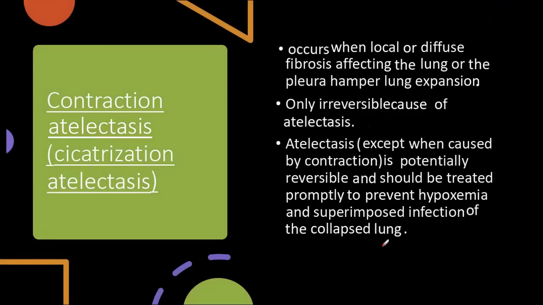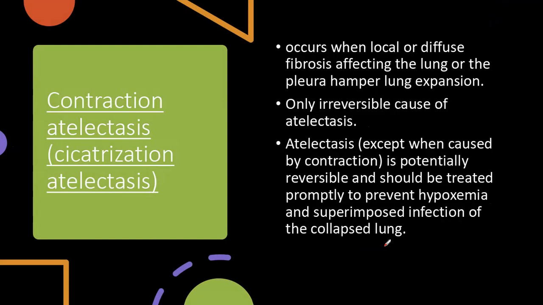Let's look at the last form of atelectasis, which is contraction, or cicatrization, atelectasis. It occurs when local or diffuse fibrosis affecting the lung or the pleura hampers lung expansion. You have restrictive lung diseases such as idiopathic pulmonary fibrosis, or a condition such as pneumoconiosis, especially asbestosis, which can lead to pleural fibrosis with the formation of pleural plaques. This will hamper lung expansion. And this is the only form of atelectasis which is irreversible.